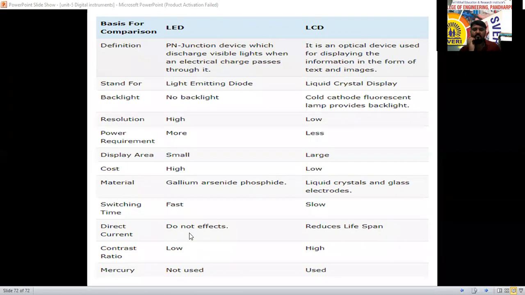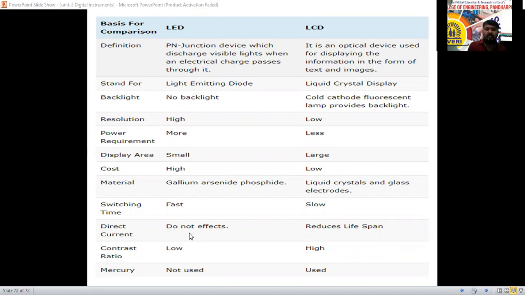Adapter रहते क्या नहीं? Yes. That is converted, it is going to convert that one here now. So it will not affect, but for the LCD TV, it is going to reduce its lifespan. So much heat will be produced and its life will be reduced for the LCD here now. The contrast ratio is low for the LED and high for the LCD.